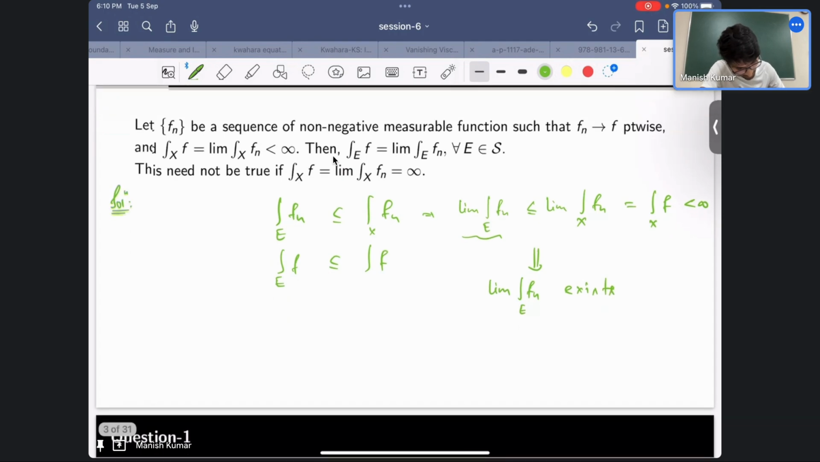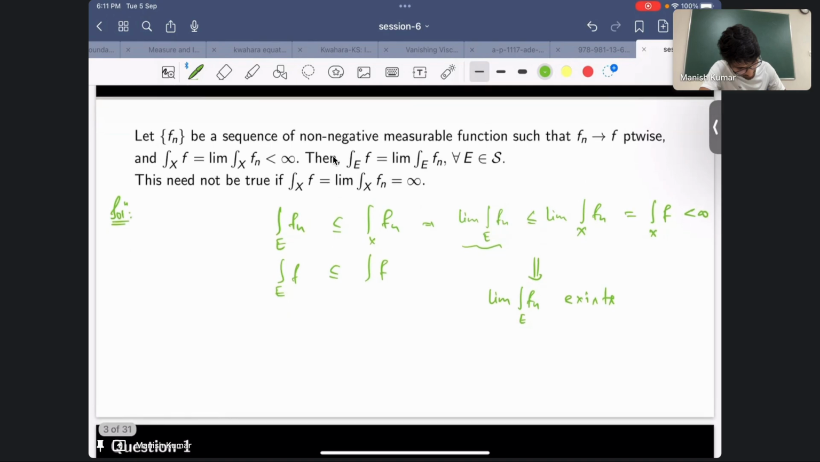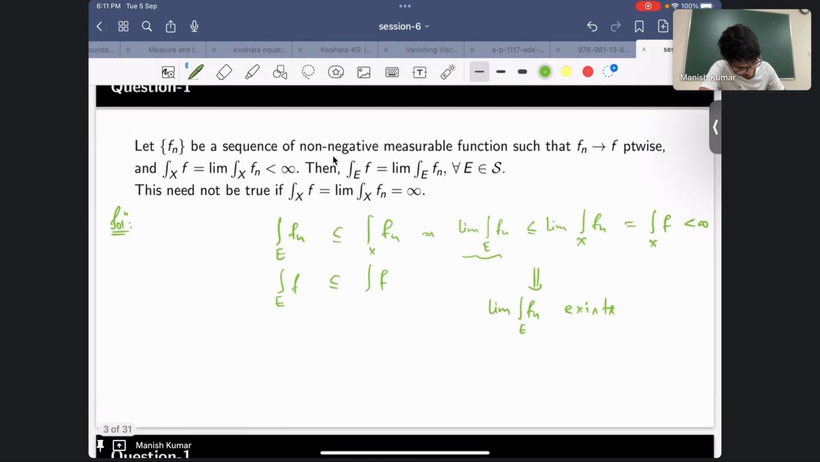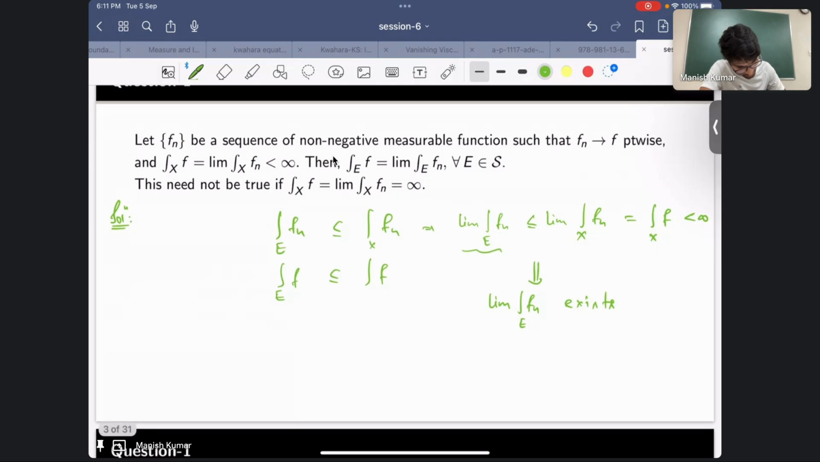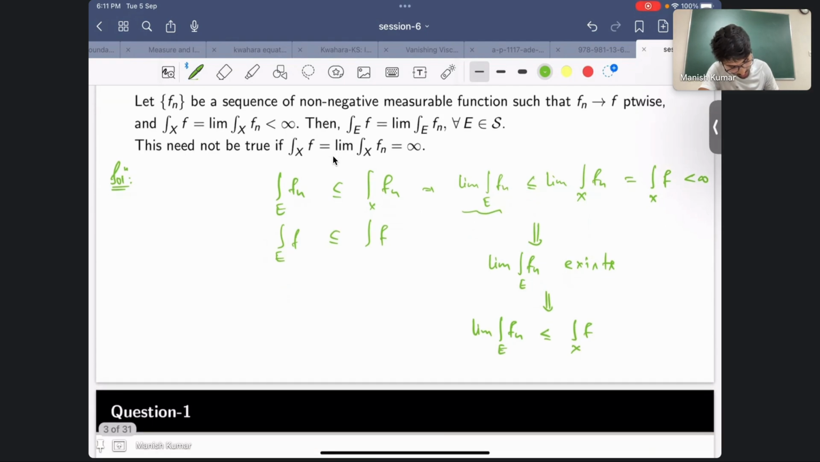So this implies that the limit superior and the limit inferior of the integral of fn over e are all equal, if the limit exists. Exactly. So by Fatou's lemma, what we got is the limit of the integral of fn over e is less than or equal to the integral of f over x, right? Yes, sir. Okay. Now tell what you got.